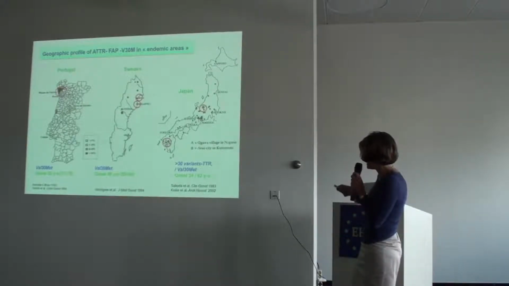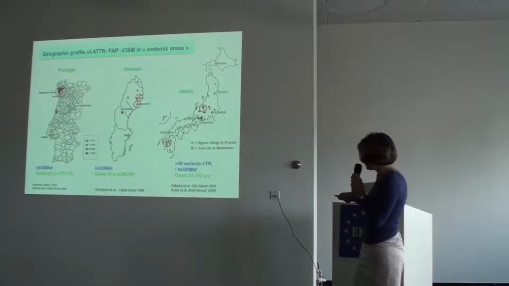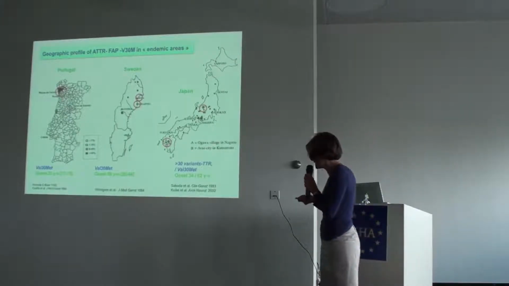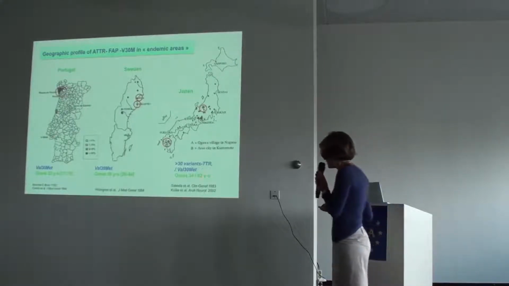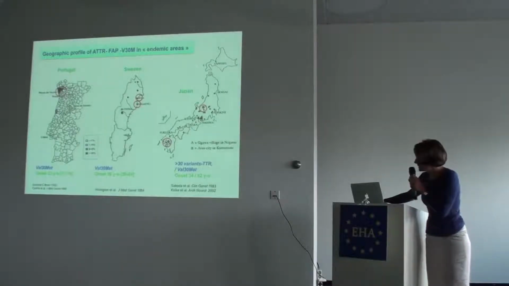Then the Japanese families were described later on. In Japan, we will see that there are many other mutations, but for the V30M mutation, we have two foci, quite like the Portuguese patients, starting very early in life, in the third decade. Then we have all across the country other families still with this V30M mutation, with a very late age of onset, averaging 62 years old, and an incredible male predominance of 10 to 1, still presenting as this peripheral neuropathy.